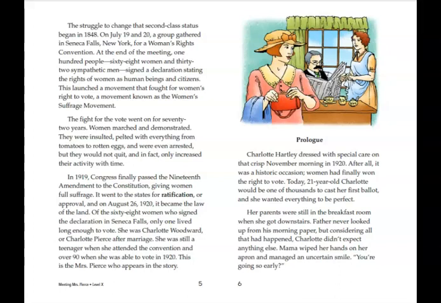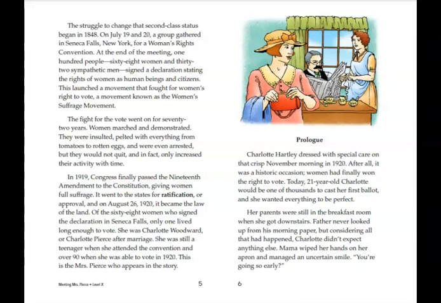Prologue. So again, prologue is what happens before the story. Charlotte Hartley dressed with special care on that crisp November morning in 1920. After all, it was a historic occasion. Women had finally won the right to vote. Today, 21-year-old Charlotte would be one of the thousands to cast their first ballot. She wanted everything to be perfect. Her parents were still in the breakfast room when she got upstairs. Father never looked up from his morning paper, but considering all that had happened, Charlotte didn't expect anything else.